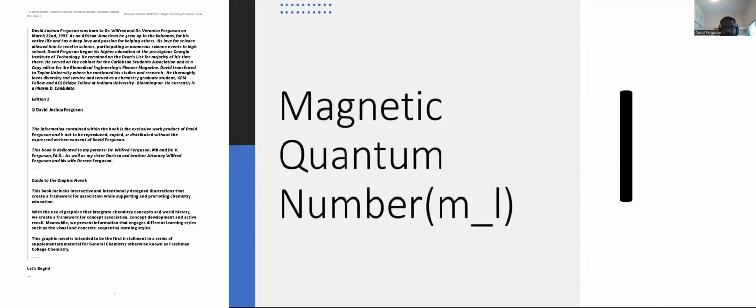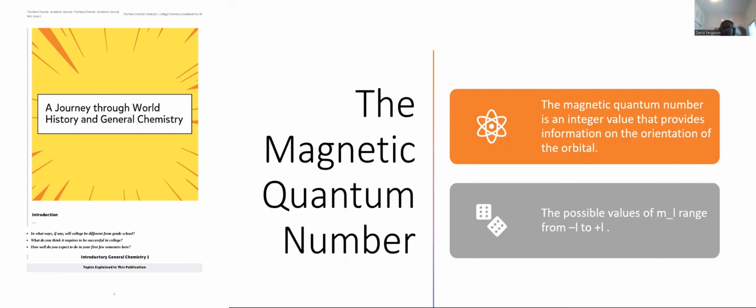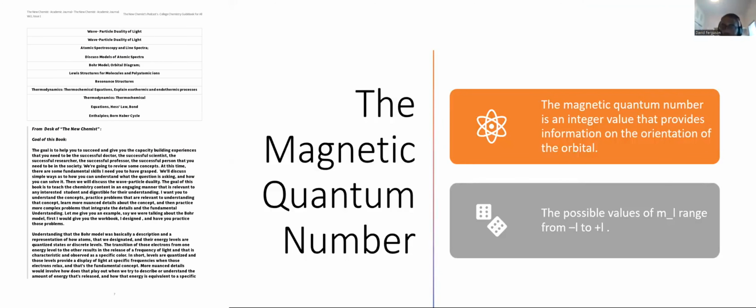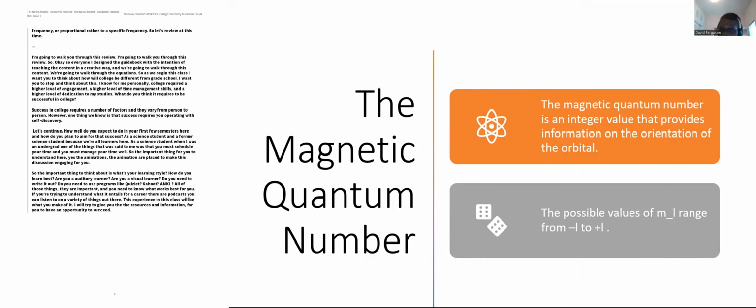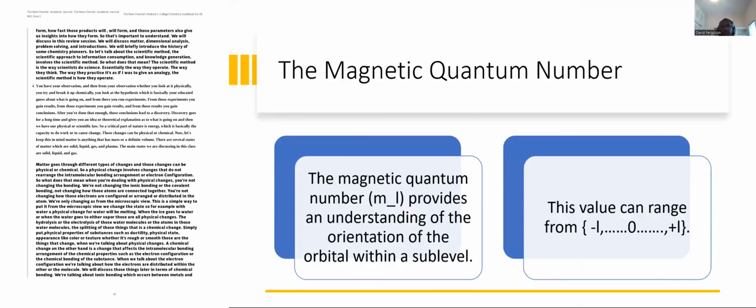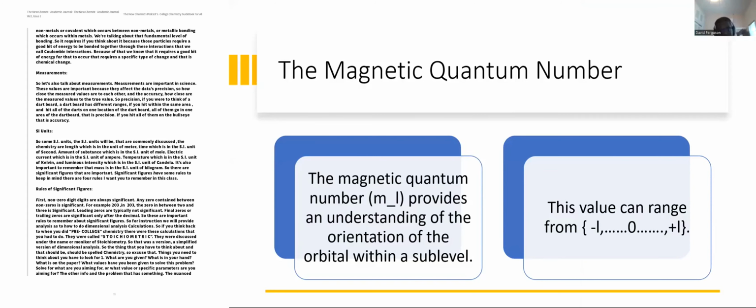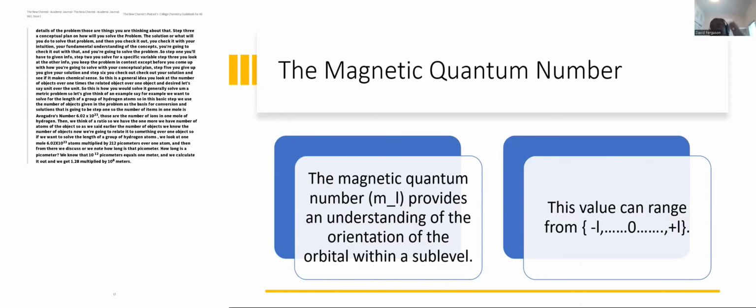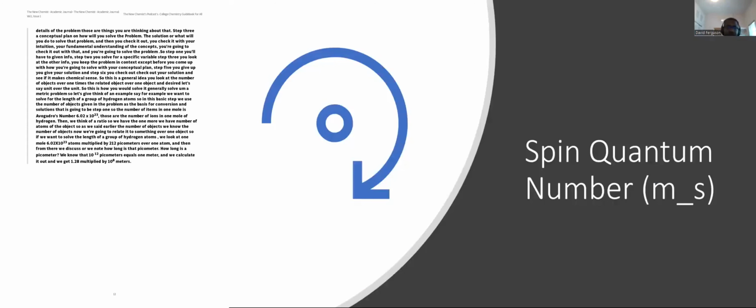Let's talk about m sub L. m sub L, the magnetic quantum number, is an integer value that provides information on the orientation of the orbital. The possible values of m sub L range from minus L to plus L. So for example, if L is 1, it ranges from minus 1 to positive 1. The magnetic quantum number provides an understanding of the orientation of the orbital within a sublevel.